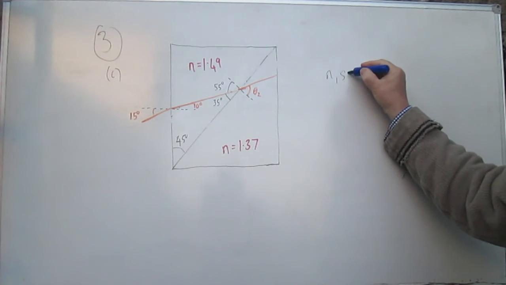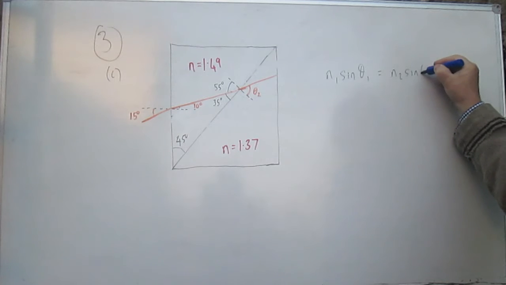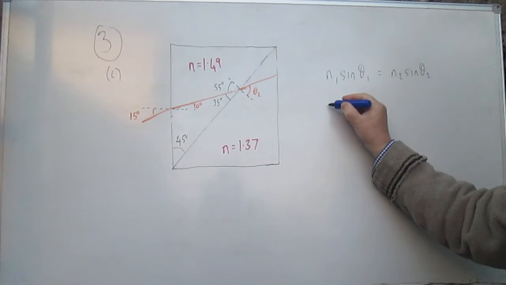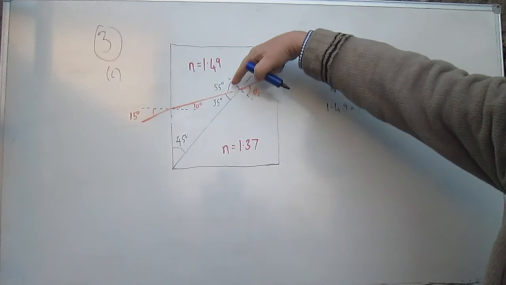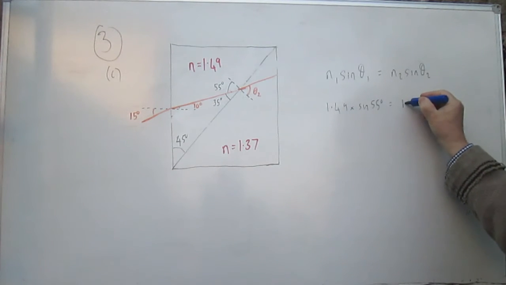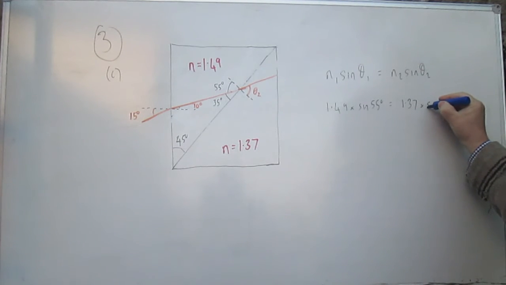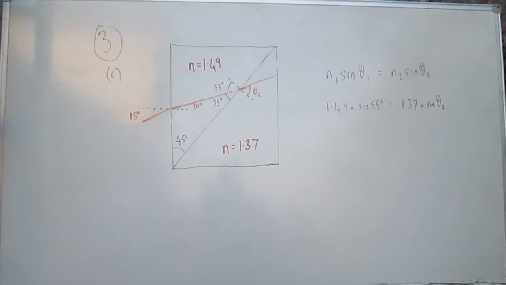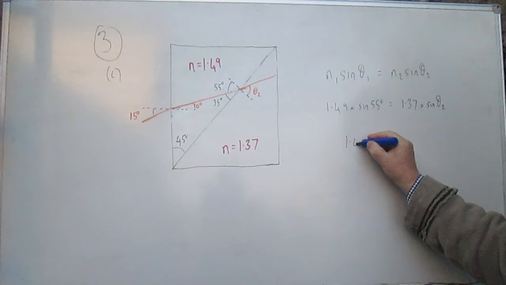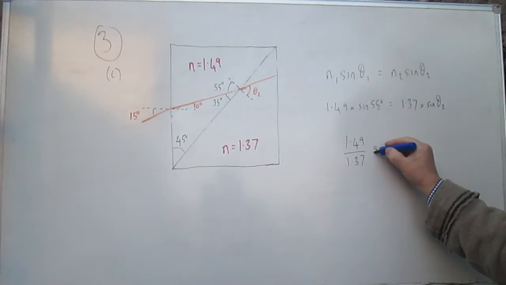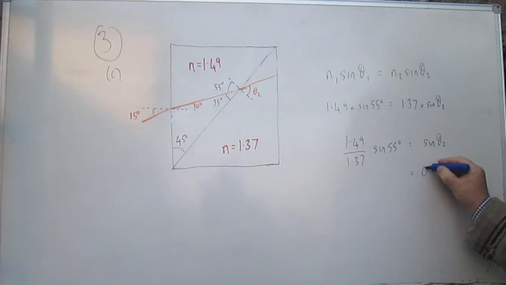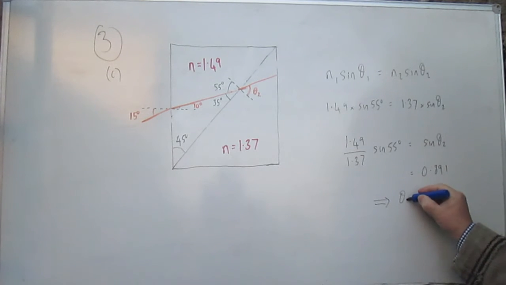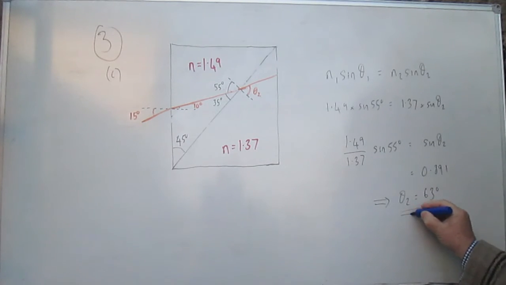So we know that n1 sine theta 1 is equal to n2 sine theta 2. That's the law of refraction which is on your data sheet, and on this side we've got 1.49 times the sine of 55 degrees, which is the angle from the normal on that side, is equal to 1.37, because that's the refractive index on this side, times the sine of theta 2. And as soon as you've written that down, then again you can see that it's easy to figure out what theta 2 is, because you just rearrange that to get 1.49 over 1.37 sine 55 degrees is equal to sine of theta 2. And if you punch that into your calculator, you get 0.891, which means that theta 2 is equal to 63 degrees is your answer. So that means that that angle is 63 degrees.